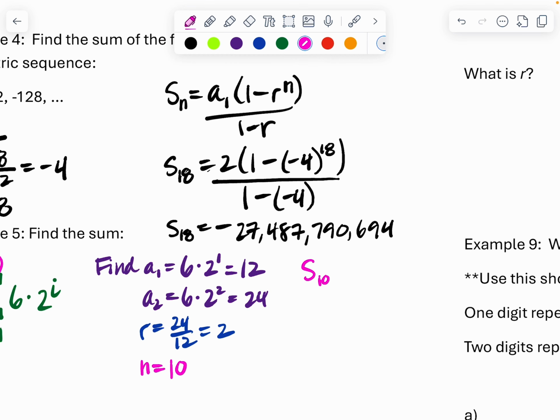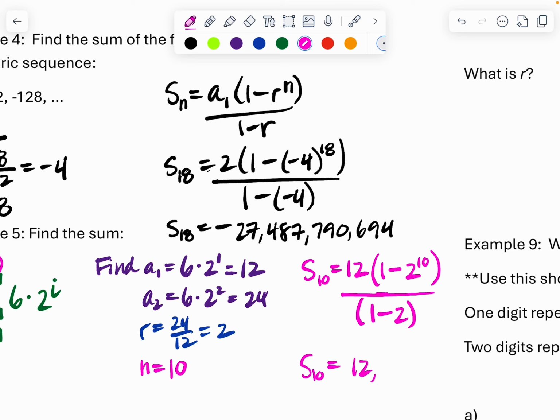So S sub 10 is going to give me the first term, which is 12, times 1 minus 2 to the 10th. I don't need to use parentheses this time because my ratio is positive. So I'm just going to plug it in like that. And then I've got 1 minus 2 in the denominator. And when we do the math in our calculator, we get 12,276.